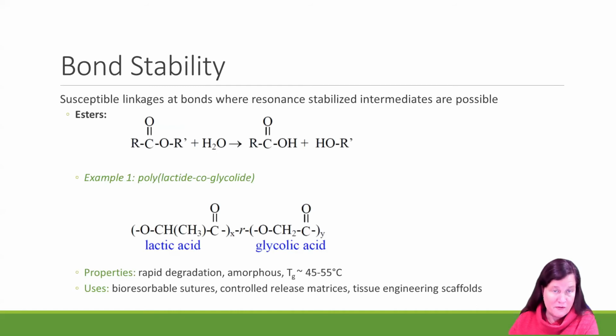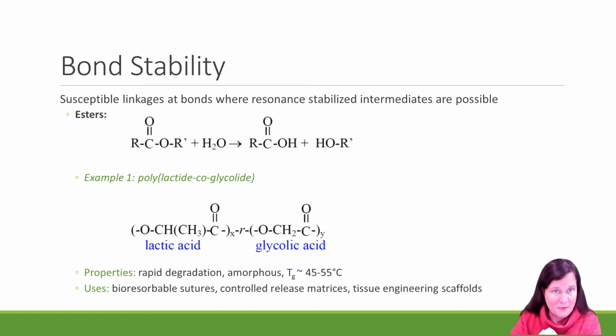So to talk about those factors that really impact whether a material is hydrolyzable or not, first we're going to look at bond stability. Esters, the formation of an ester from an acid and an alcohol is an equilibrium reaction. When we make a polyester, we have to drive the reaction to the right by removing water. If we put water back in, we can get the reaction to go back to the products and break the ester into the acid and the alcohol.